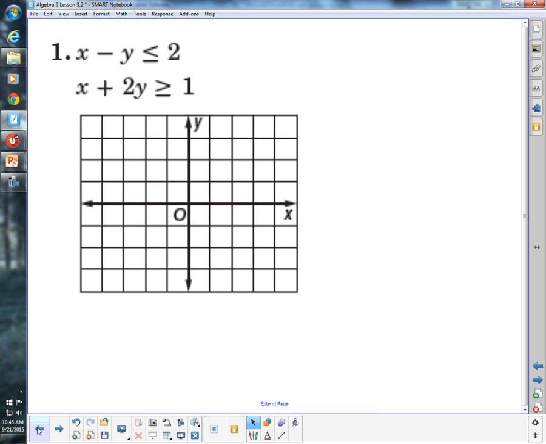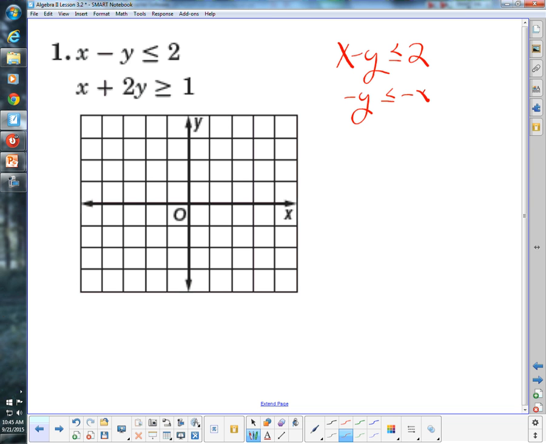Okay, here we have two equations. Equation number 1, I've got x minus y is less than or equal to 2. Let's put this into our slope-intercept form. So step 1, I'm going to subtract x from both sides. That means I'm going to subtract it off the front side, and subtracting it from the back side will give me a negative x, and the 2 is a positive 2.